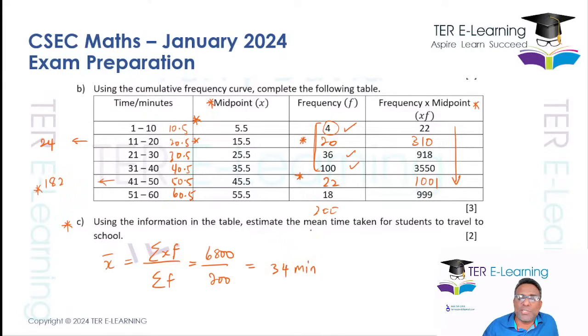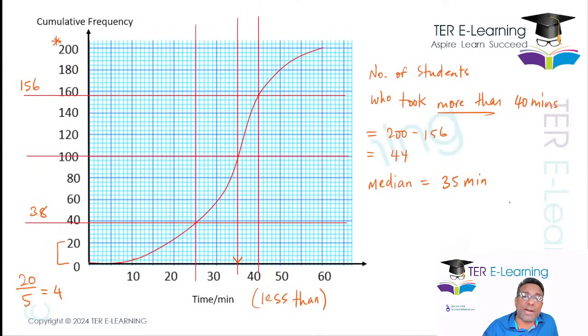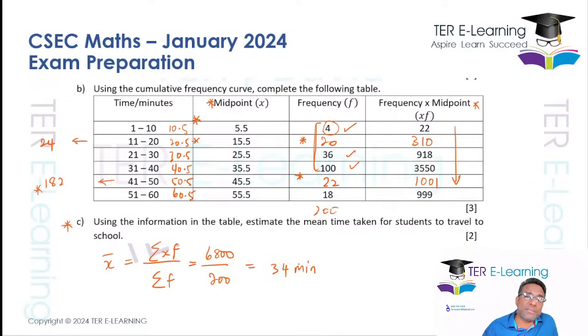Now you must know if your answer is wrong, because your median and your mean should be around the same value. When we estimated from the graph, the median was 35 minutes. And when we calculate the mean, we get around 34 minutes. So the numbers are pretty close. So that's our statistics question.